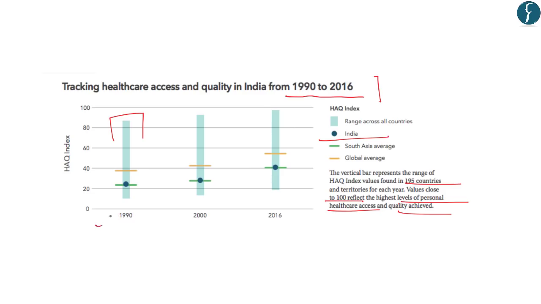Here we can see in the year 1990, the position of India was just above 20, which increased further in the year 2000, and now in 2016 it is above 40. Here the value says that values close to 100 reflect the highest level of personal healthcare access. So around 40 we are still far below as compared to 100. So at around 40 there is much space for us to improve in the department of healthcare access in India.